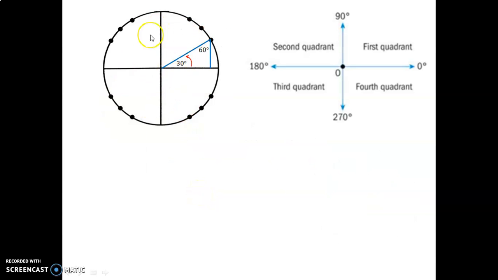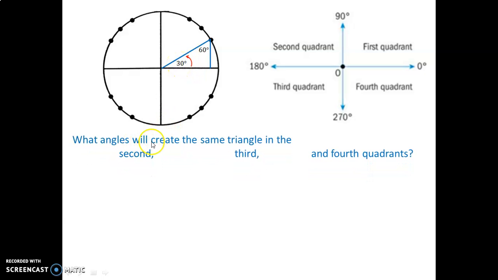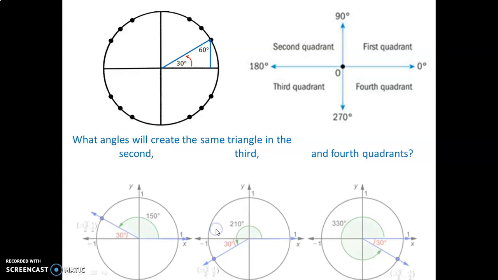So here's another unit circle. This time we spun an angle of 30 here. And the question is, the same idea: what angles will create the same triangle in the second quadrant, third quadrant, and fourth quadrant? So what are the three angles that you'll spin from here to get the triangle to be here, here, and here? Let's take a look.